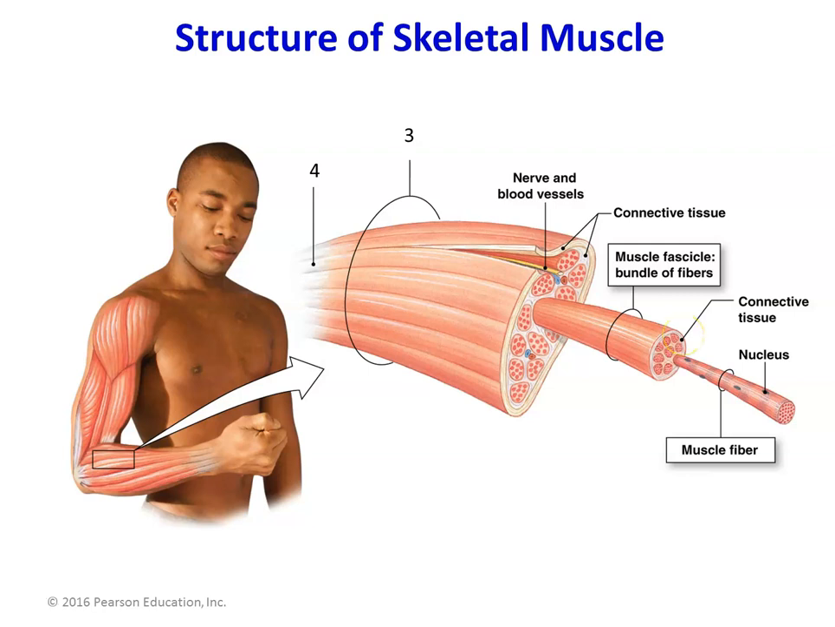Now, when you have many fascicles bundled up by even more connective tissue, that is going to form the muscle organ. Okay. And so there's also connective tissue that surrounds that. So all the connective tissue collectively that surrounds the muscle fibers, the fascicles, and the muscle organ all come together to form the tendon that attaches skeletal muscle to bone.